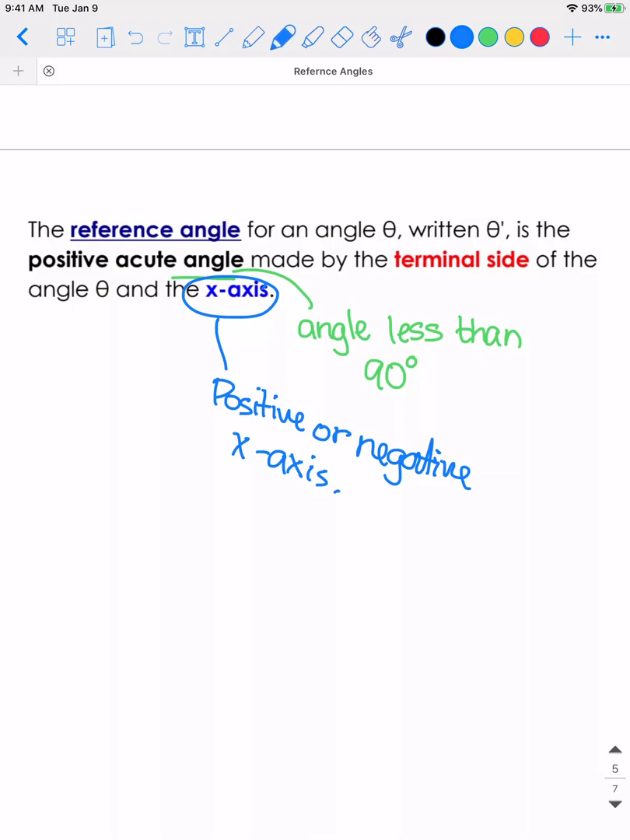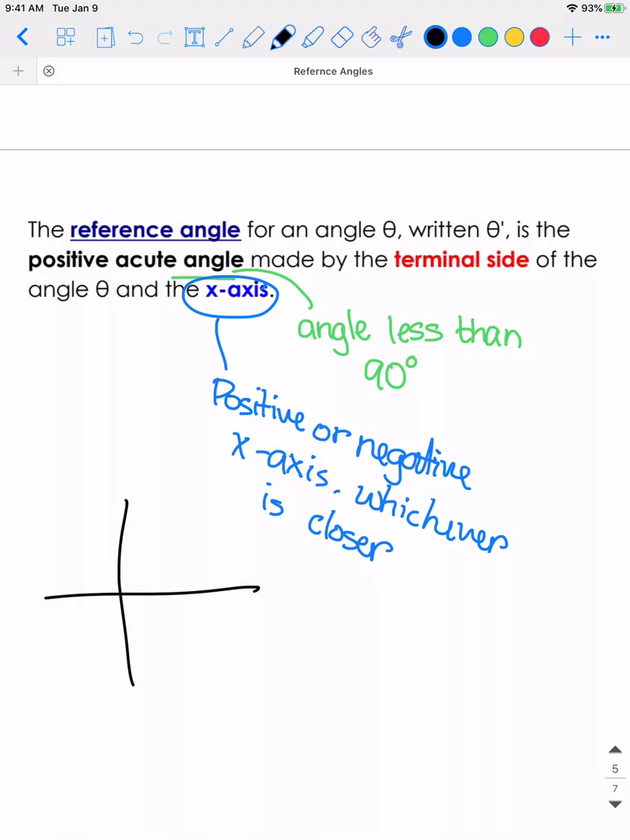We want whichever is closer. So what I'm talking about is if I have an angle that's over here, I want to use this negative x-axis right here because this is going to be that acute angle. Versus if I have an angle in the 4th quadrant, so I have an angle over here, I want to use the positive x-axis to make that acute angle.